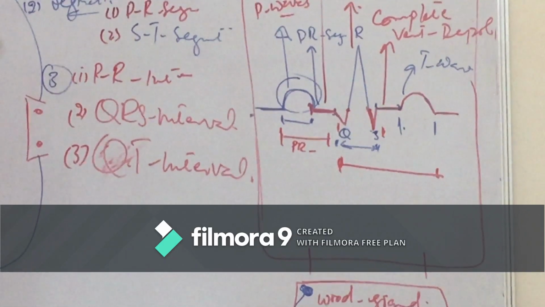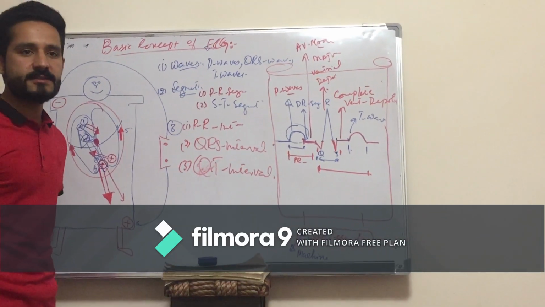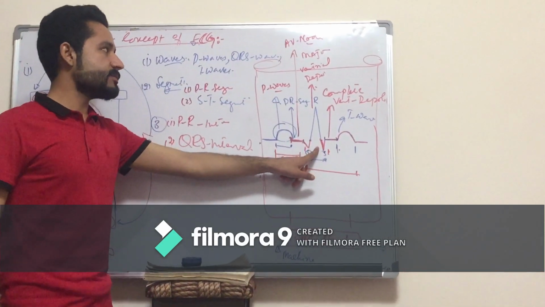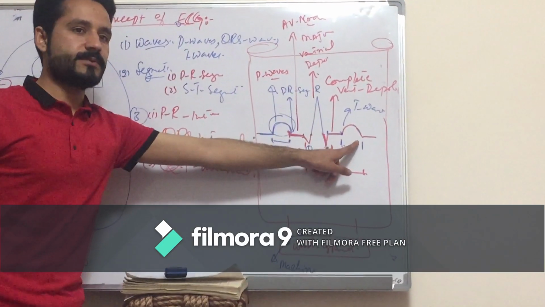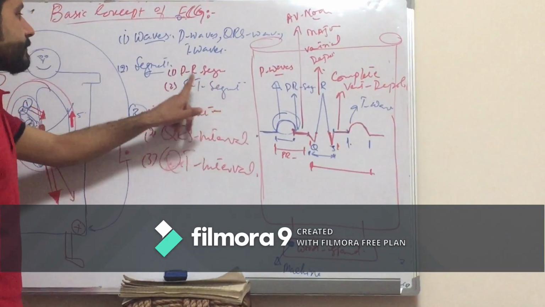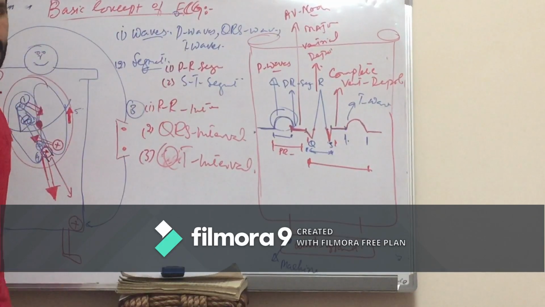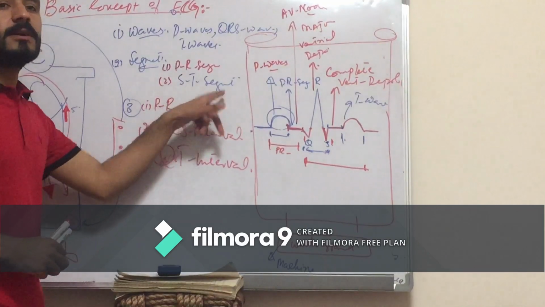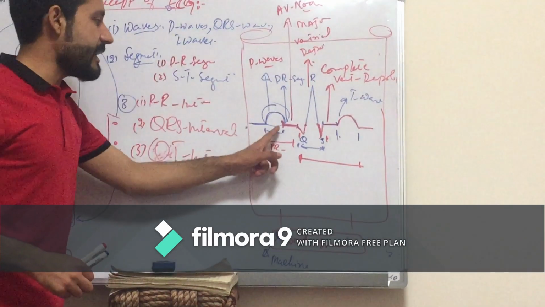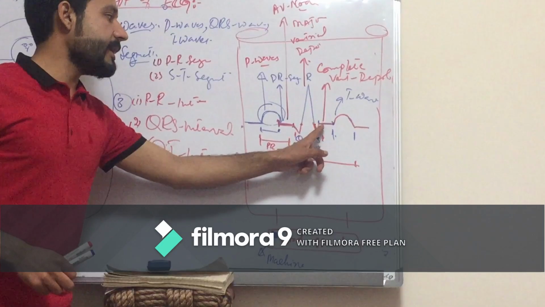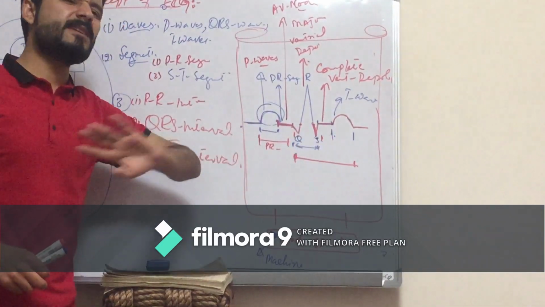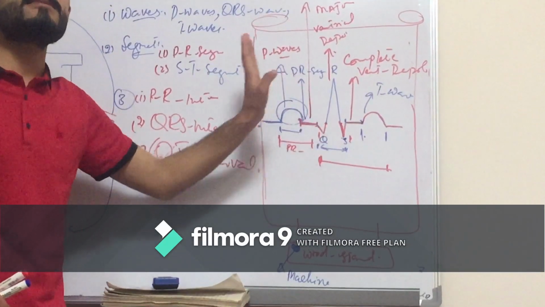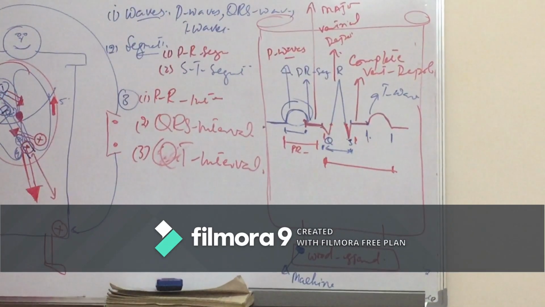Now let's recap. There are three types of wave in a complete ECG. One is the P wave, another is the QRS wave, and another is the T wave. Second is segments. There are two types of segment. One is the PR segment and another is the ST segment. The PR segment is from this point to this, and the ST segment is from this point to this. The segment is also called an isoelectric line, or we can say the isoelectric line represents the segment of the ECG paper.